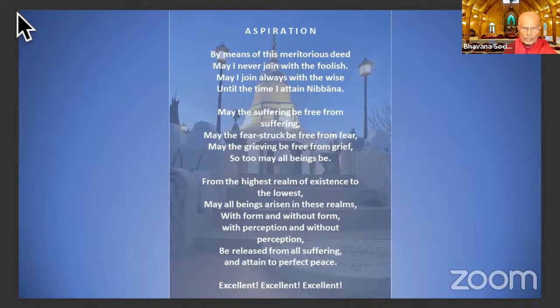By means of this meritorious deed, may I never join with the foolish. May I join always with the wise until the time I attain Nibbana. May the suffering be free from suffering. May the fear-struck be free from fear. May the grieving be free from grief. So too may all beings be. From the highest realm of existence to the lowest, may all beings arisen in these realms, with form and without form, with perception and without perception, be released from all suffering and attain to perfect peace.